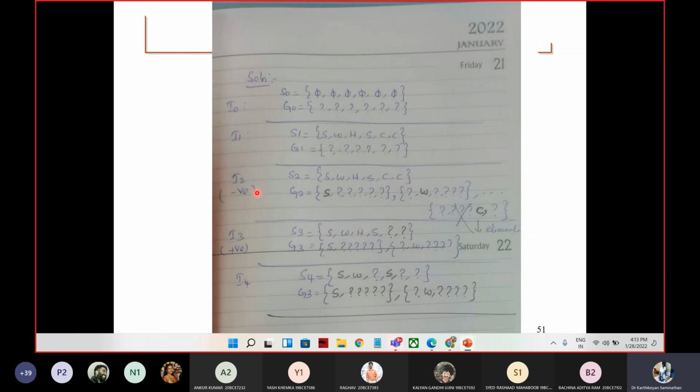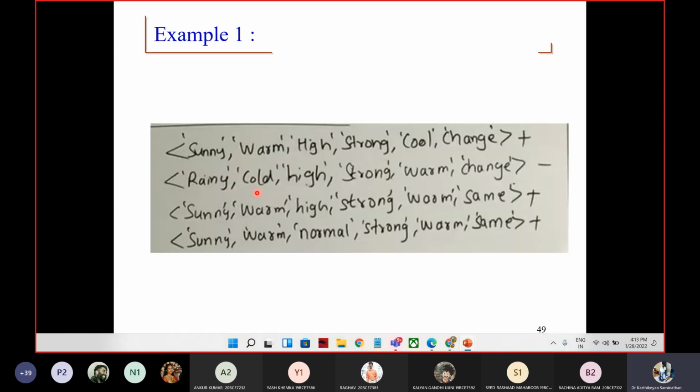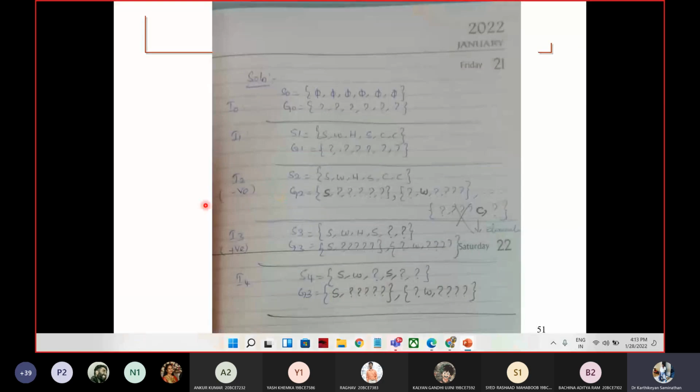Then I2, the second instance: rainy, cold, high, strong, warm, and change. Now I need to compare the second instance with S1. Rainy versus sunny. Since it is a negative example, I need to make the general hypothesis more specific. So I need to take only G2.